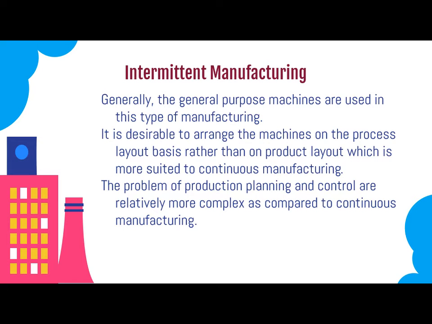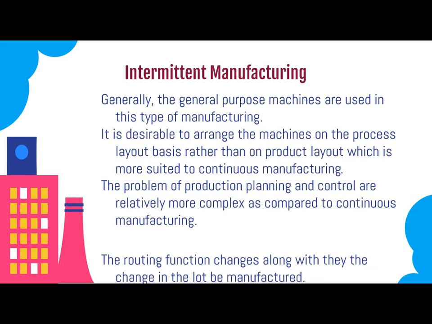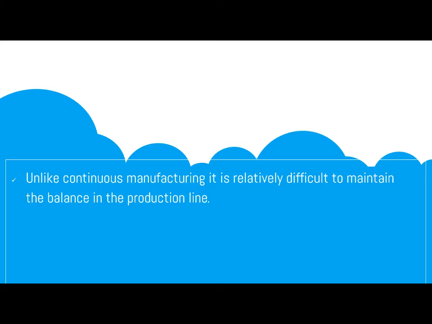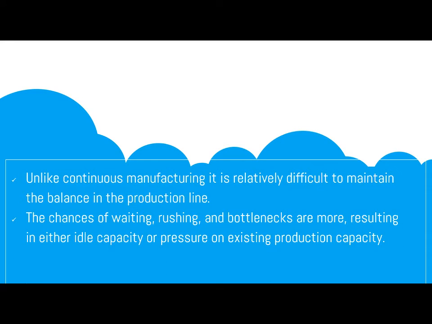The problems of production planning and control are relatively more complex as compared to continuous manufacturing. The routine function changes along with the change in the lot being manufactured. Unlike continuous flow manufacturing, it is relatively difficult to maintain the balance in the production line. The chances of waiting, rushing, and bottlenecks are more, resulting in either idle capacity or pressure on existing production capacity.